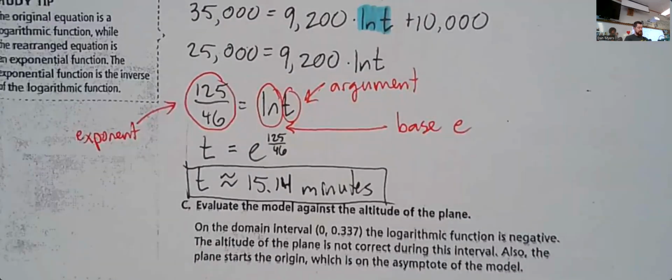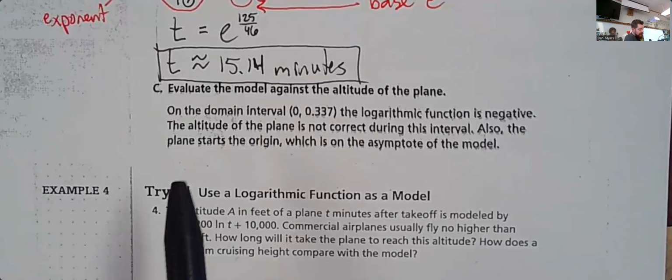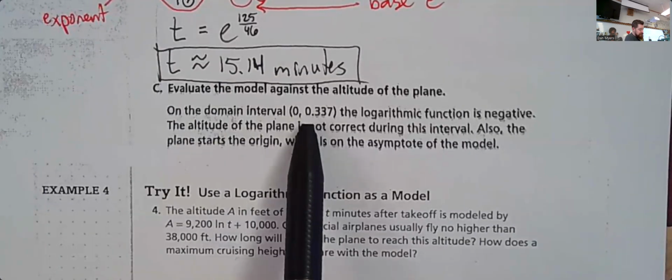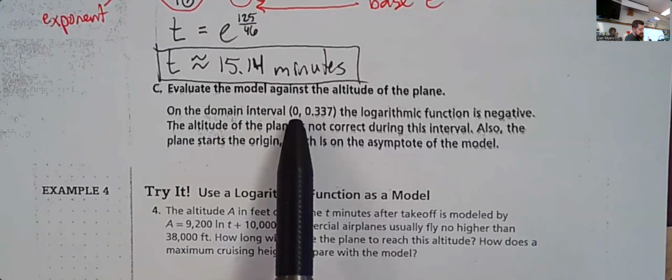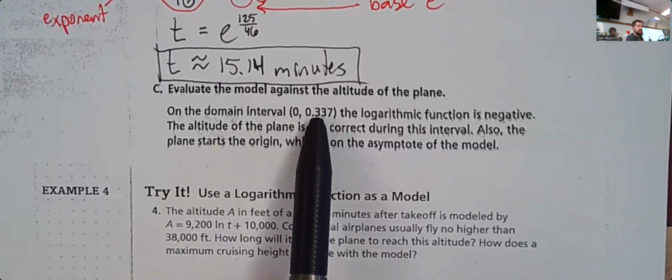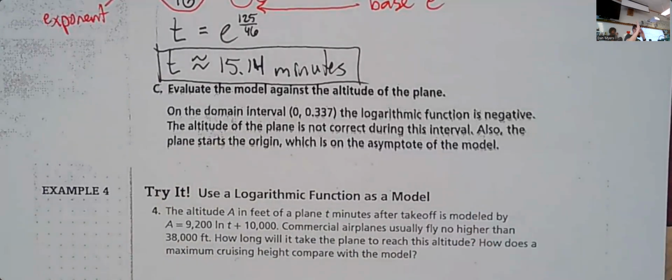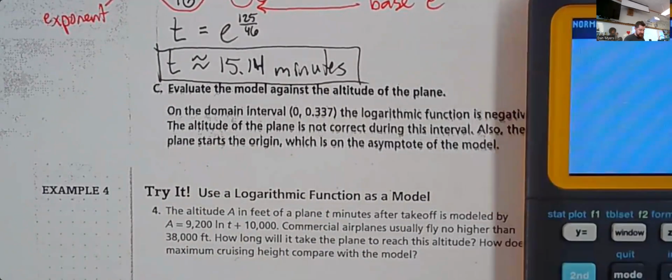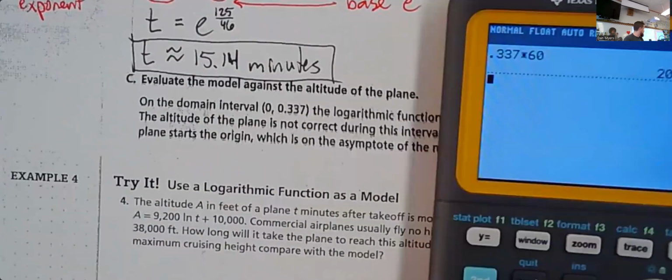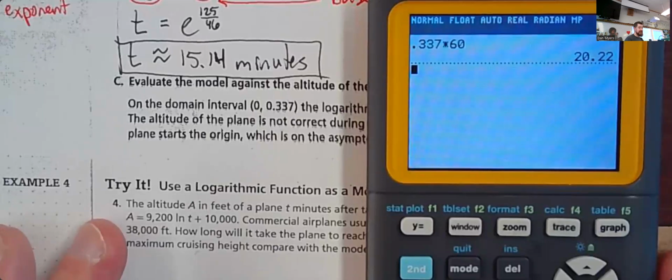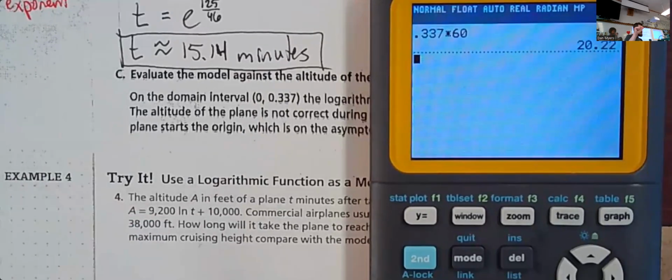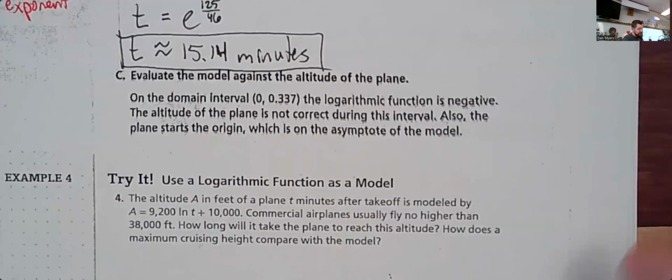All right, let's look at part C then. On the interval 0 to 0.337, those are x values. Both of those are x values. So on the graph between 0 and 0.337, which would be minutes, so 0.337 minutes. So basically between 0 seconds and 20 seconds, 0.337 minutes is about 20 seconds. So by the time the plane takes off and 20 seconds into the flight, that's what we're talking about, the logarithmic function is negative.